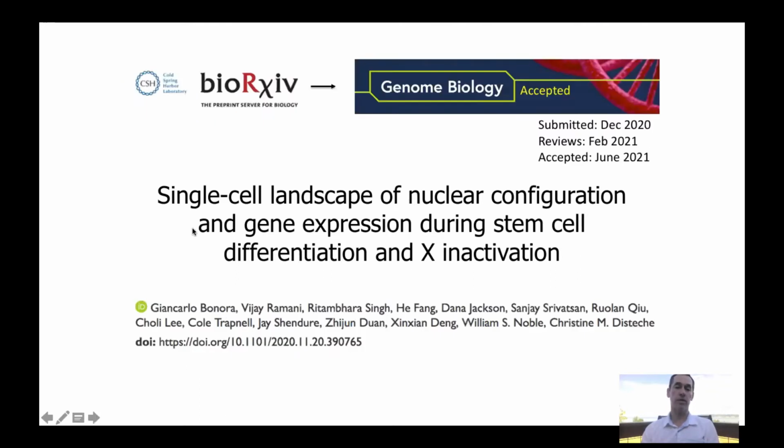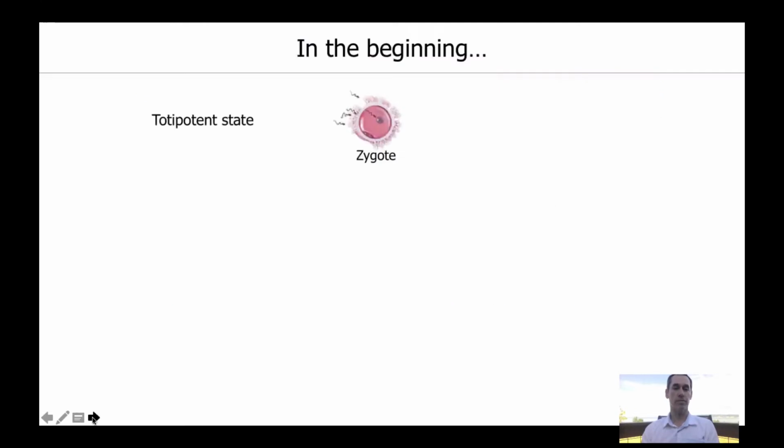A manuscript based on the results of the study is available on bioRxiv and has been accepted by Genome Biology for publication. So we all started out as a single cell or zygote, which is totipotent.